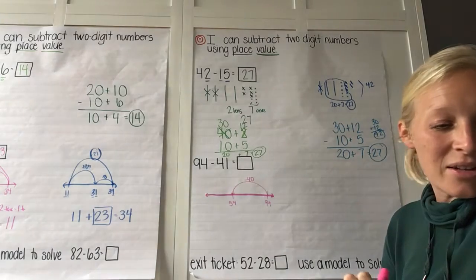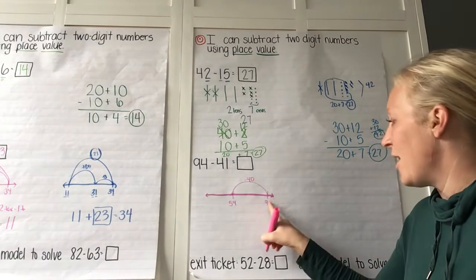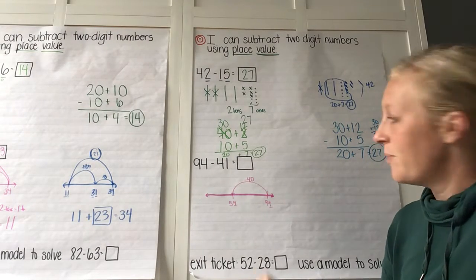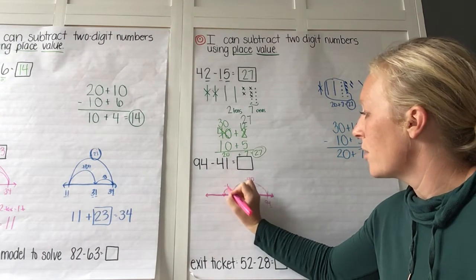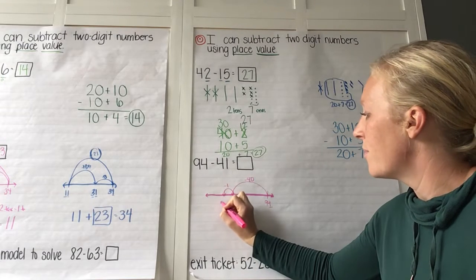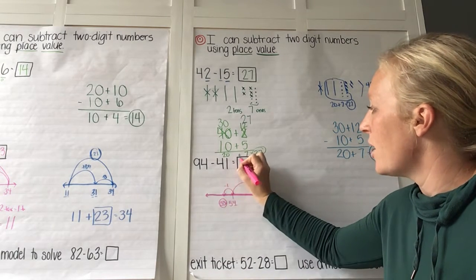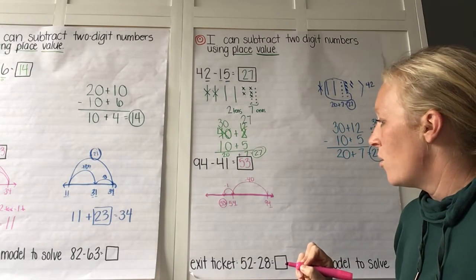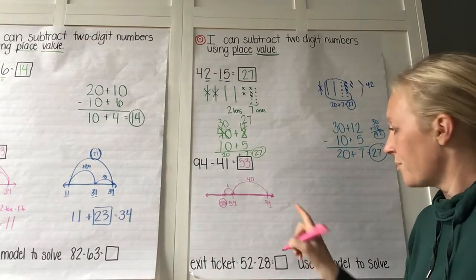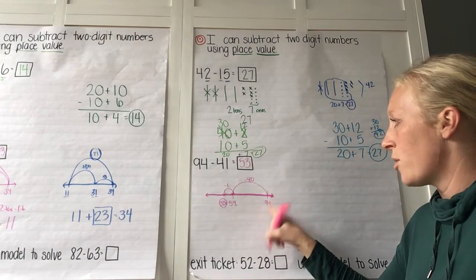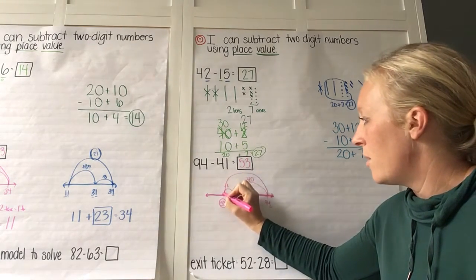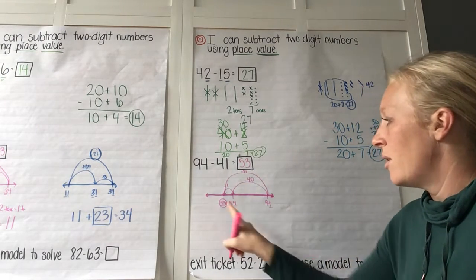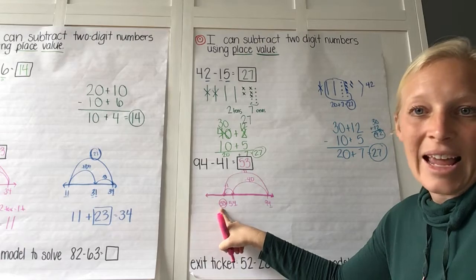Because 90 take away 40 is 50. It's not taking away from 90, are we? We're taking away from 94. So our 1's place has to stay the same. Then what did you do? Take away 1. What did you get? 53. All right, and where's your 94 in your work? Where you started. Where's your 41? In your jumps. And where's your answer, your difference? 53, where we circled, where we landed.